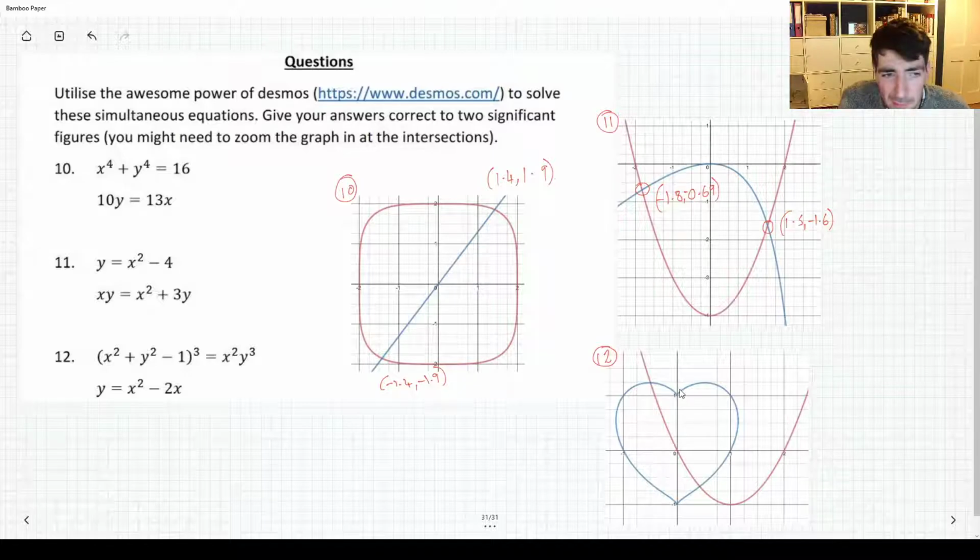And then number 12, really nice one, because you've got this heart-shaped function, which is the first one. You can see that you've got two intersections, one here and one here. So this one is minus 0.5 and 1.2, and this one over here is 0.42 and minus 0.67.